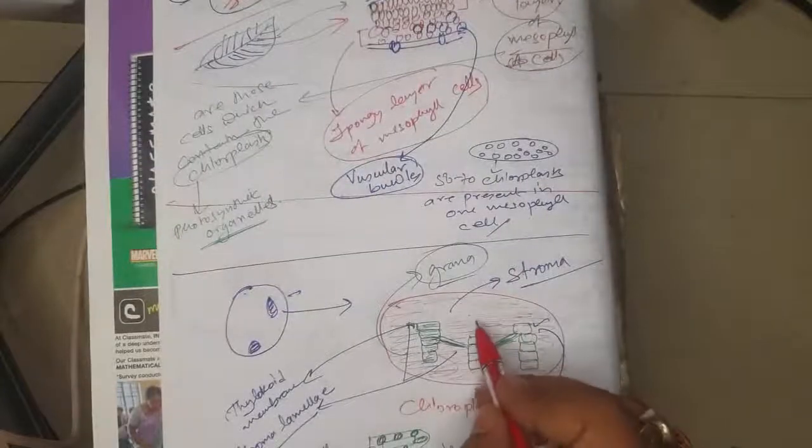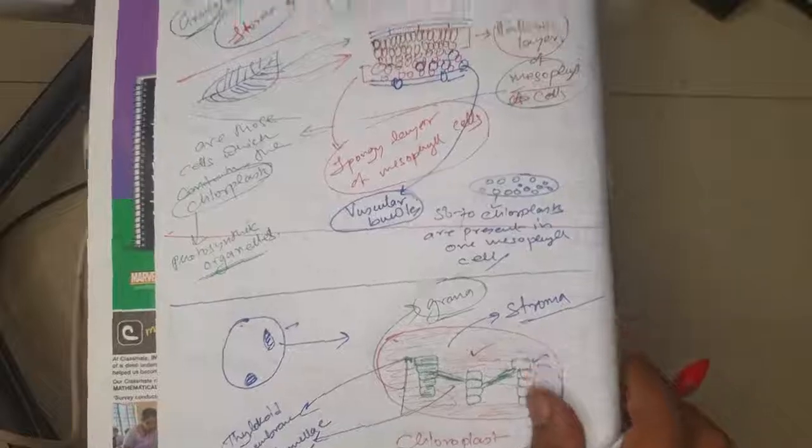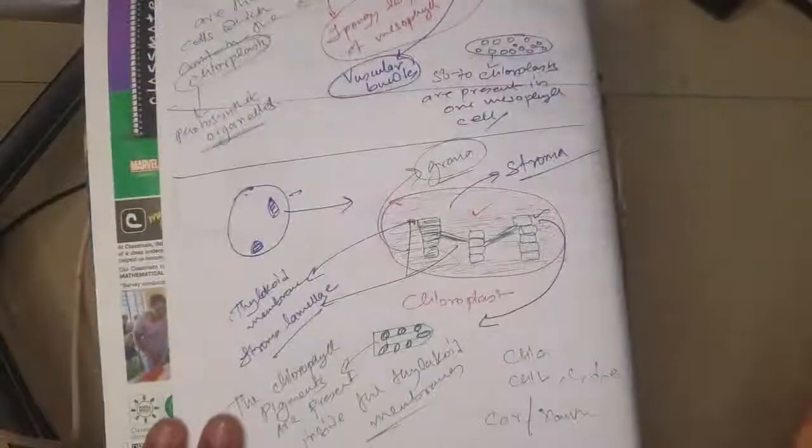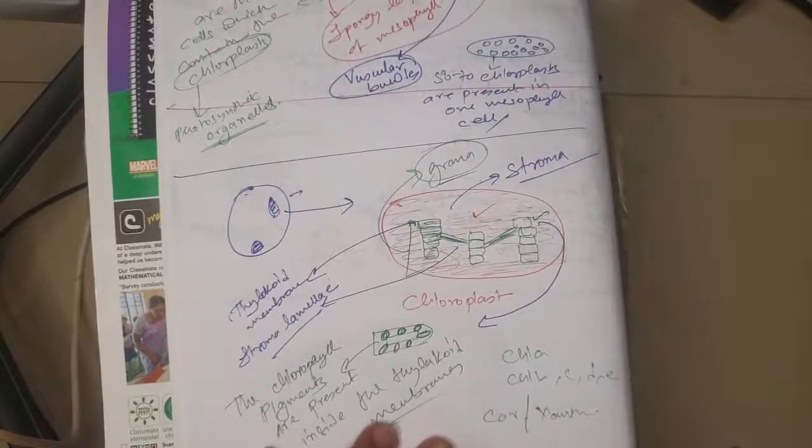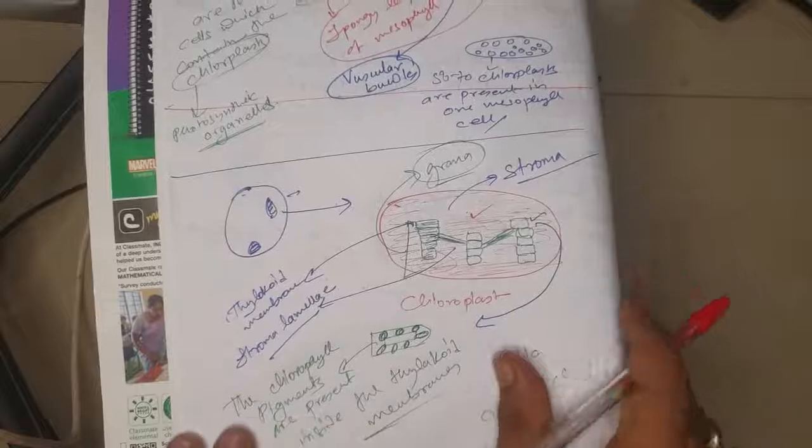So definitely the light independent reaction occurs in the stroma. And this is the place where it occurs. So that is all about the site of photosynthesis. So I hope that you have understood. Now moving forward with our discussion, let's see.